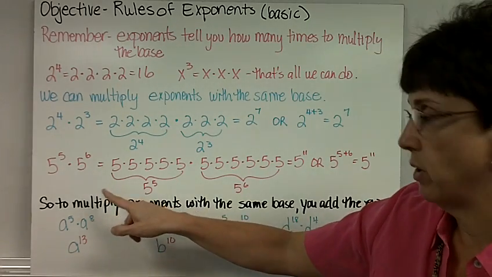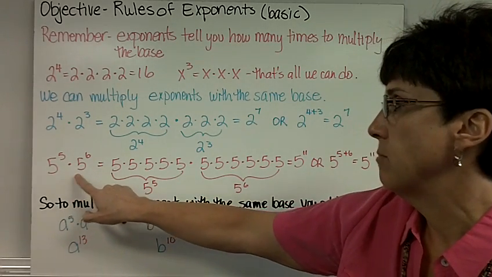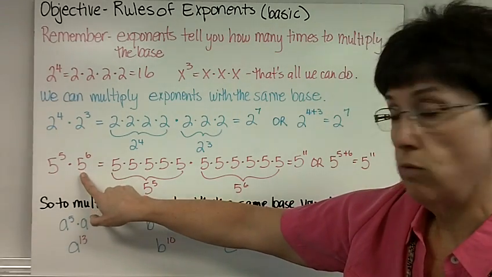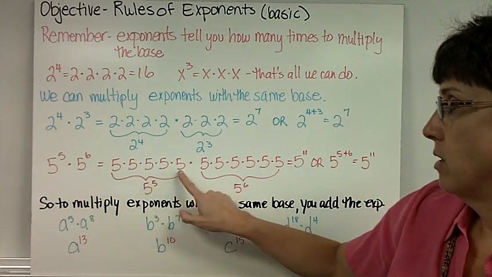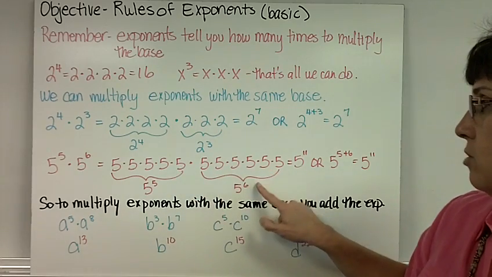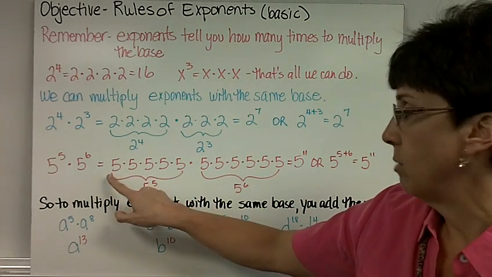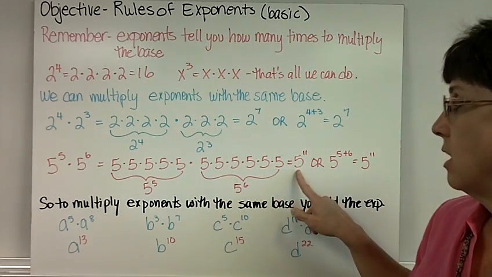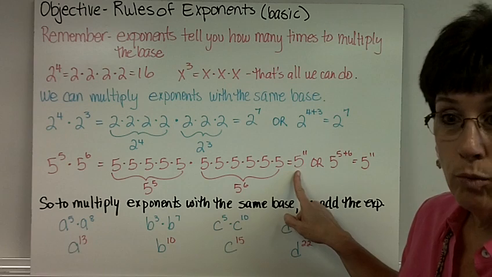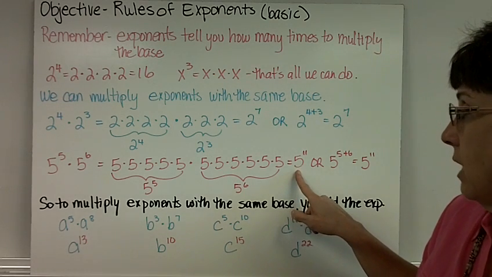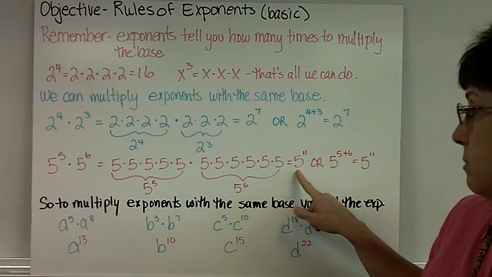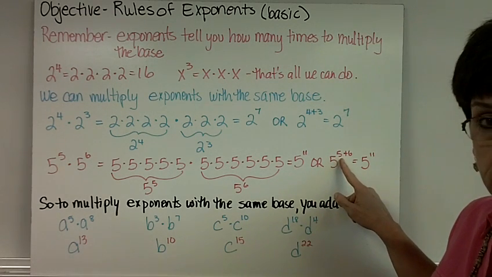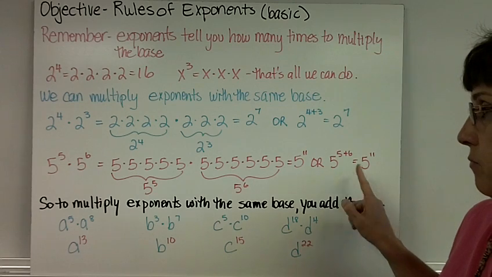Here's another example, we write it all out. 5 to the 5th times 5 to the 6th. I'm going to write the 5 down 5 times, and I'm going to write it down 6 times. Here's 5 to the 5th. Here's 5 to the 6th. If I add all my 5's, 1, 2, 3, 4, 5, 6, 7, 8, 9, 10, 11, that's 5 to the 11th. But I don't want to have to do that every time. So I can say add the exponents because the base is the same. So it's 5 to the 5 plus 6, or 5 to the 11th.